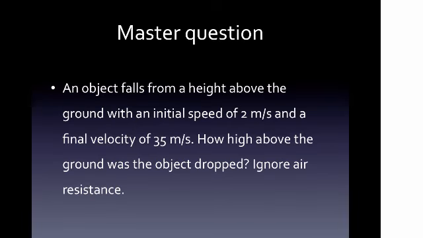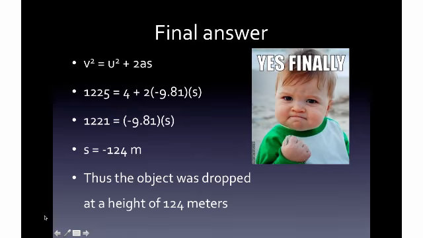The final question is a little tricky. An object falls from a height above the ground with an initial speed of 2 meters per second and a final velocity of 35 meters per second. How high above the ground was the object dropped? Now, though initially this question may seem to have insufficient information, the variables given, and some that are implied, can give you the final answer. The equation that can be used is the fourth equation.